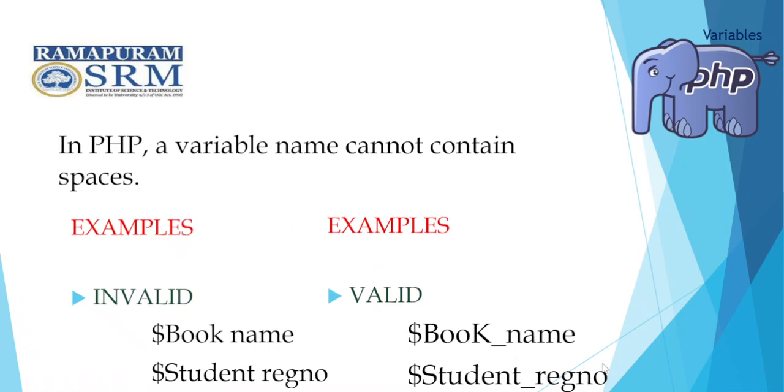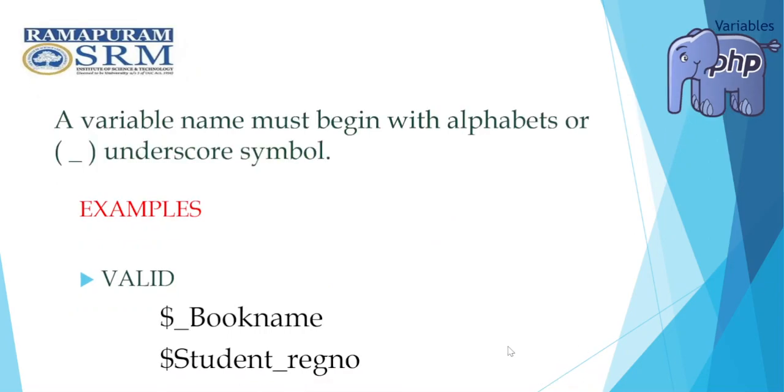Next rule for defining a variable name is, the variable name should not contain spaces. You should have a single word. So an invalid example is book space name. It is not a valid one. The valid variable names are, you can define it as bookname without any space, or if you want to differentiate the words, you can use an underscore.